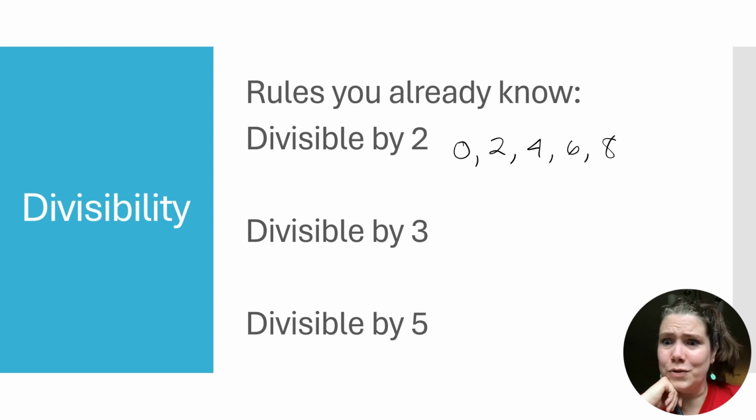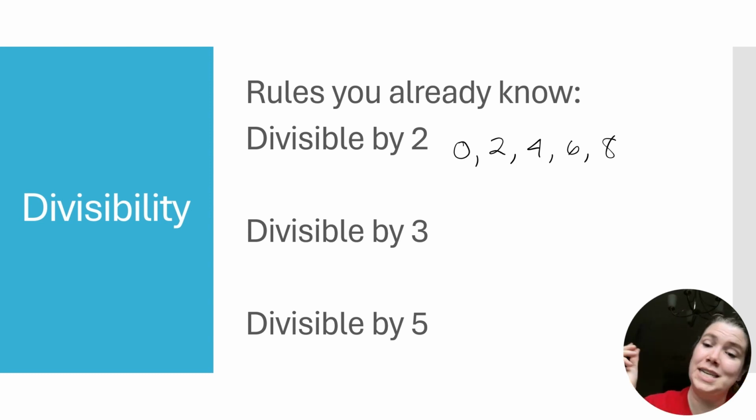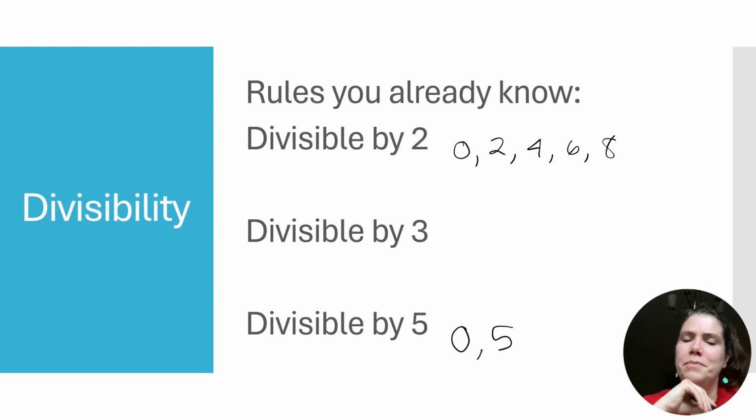Can you think of a rule for divisible by 3? And can you think of a rule for divisible by 5? That one you might know. All of the tens are divisible by 5, so they end in 0. And then also everything that ends in 5 is divisible by 5.